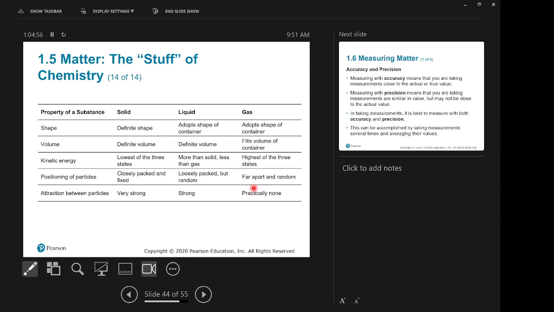Probably a better example is actually a fart. It expands to fill the entire container, and then everybody smells it, right? Okay.